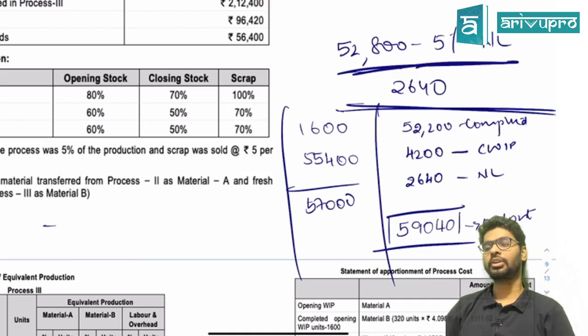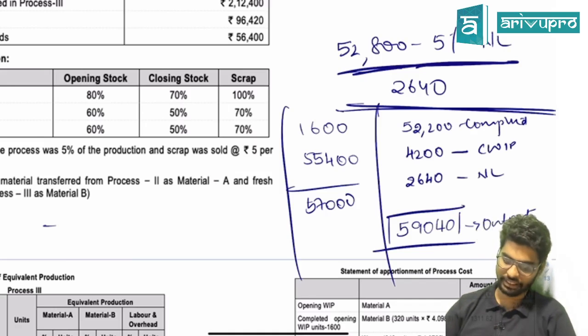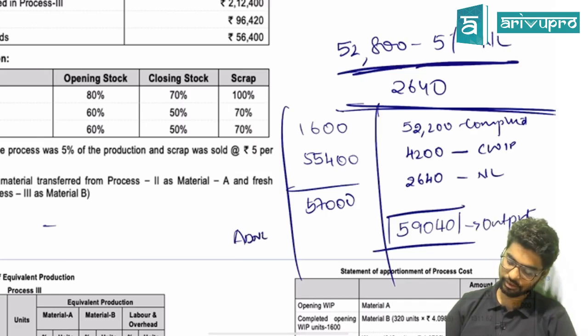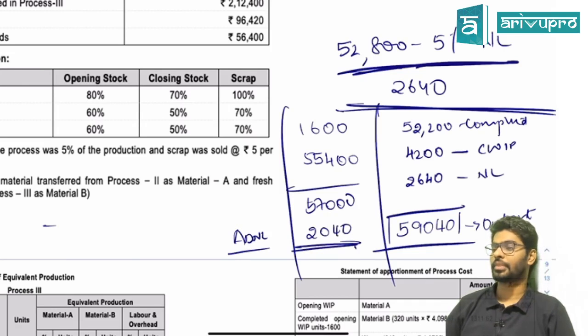So if my output is matching, that means I have an abnormal gain of 2,040. Is everyone clear? Guys, is everyone clear with this?